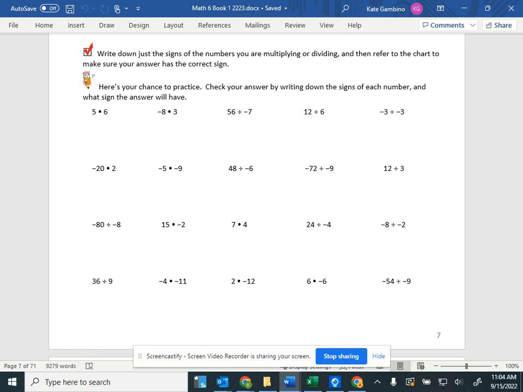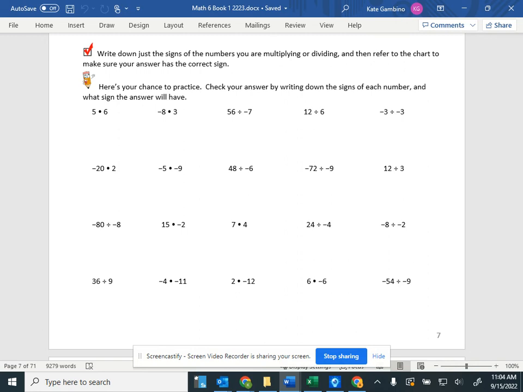I know it looks confusing because we go, oh my gosh, there's all these signs on there and this is new and scary. But it's really not. You just break it down to your steps. We're just adding in one more step than what you're used to.